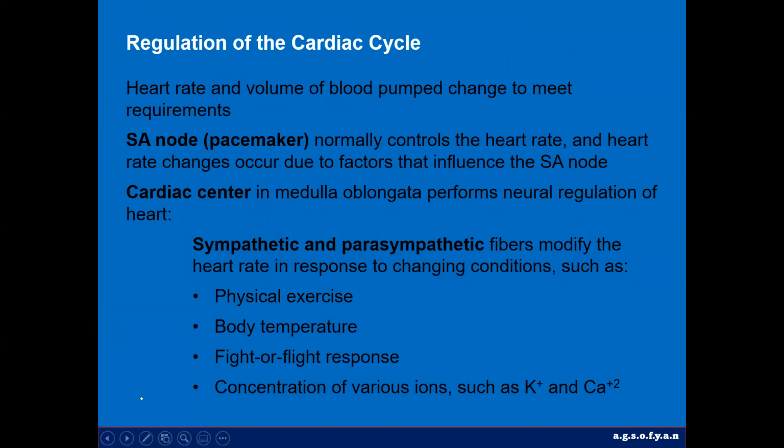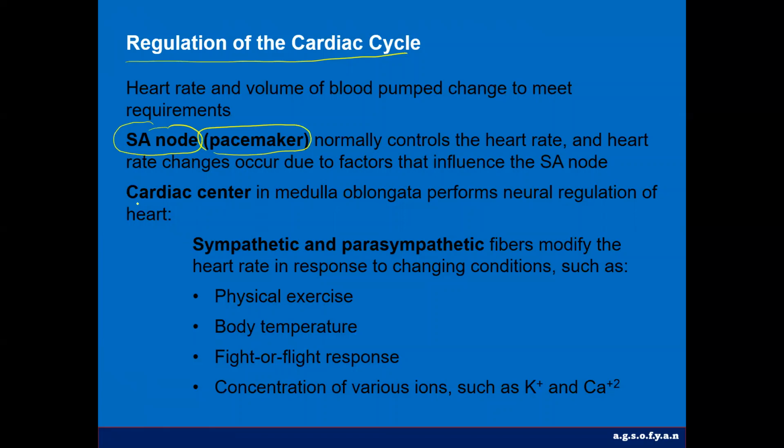Regulation of the cardiac cycle. So remember, the SA node is the primary pacemaker. So the contraction will be started from the SA node, from the pacemaker. But our nervous system is also able to control whether the cycle is faster or slower. So we have the autonomic nervous system that controls the cardiac cycle.